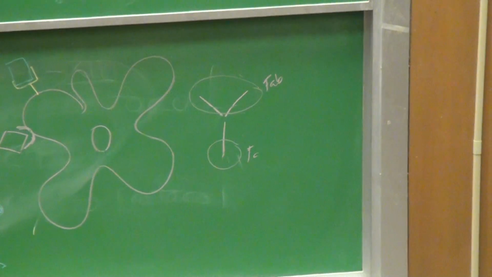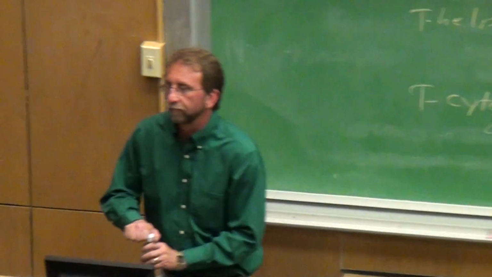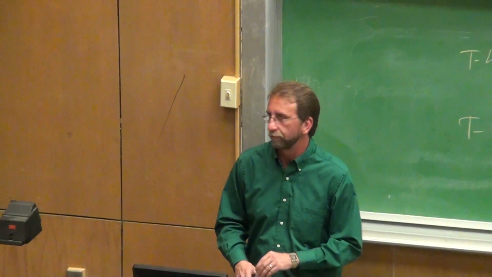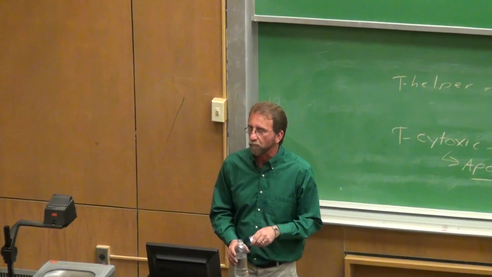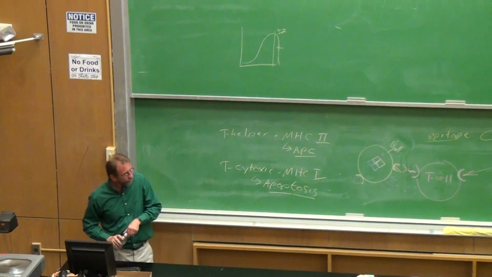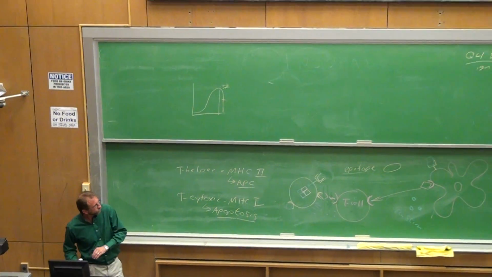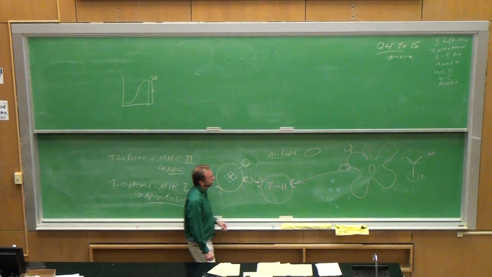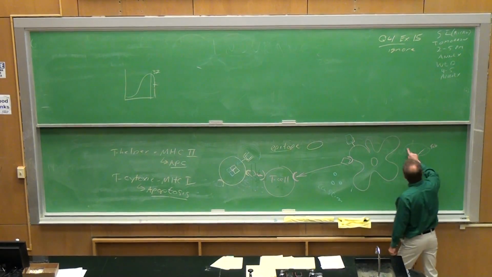Yes? The FAB region, does the left arm have a different sequence from the right arm, or are they clones of each other? Right, like that part I wasn't sure. No, they'll be identical binding sites on both sides.